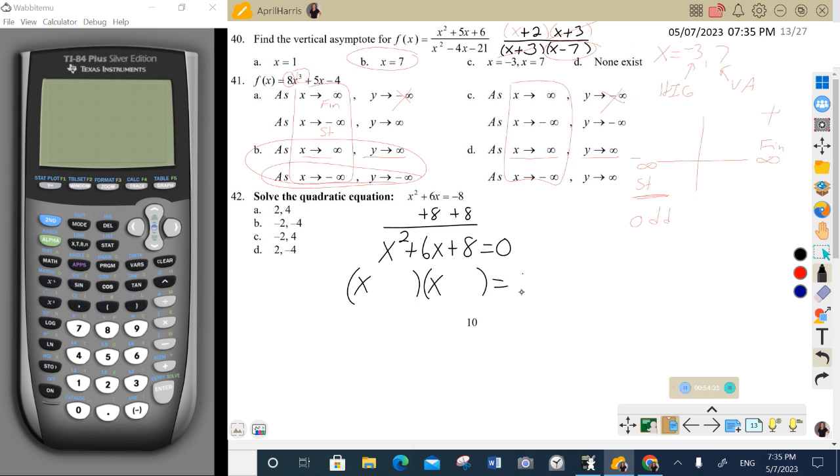Multiply to get a positive, and the middle sign is positive, so they're both positive. Multiply to get 8, add to get 6: 2 and 4. Now notice 2 and 4 is a choice, but that's not the solution, that's the factor. So the solution, when you bring it out of the parentheses, is -2, -4.